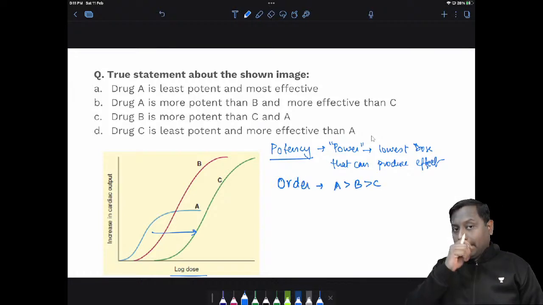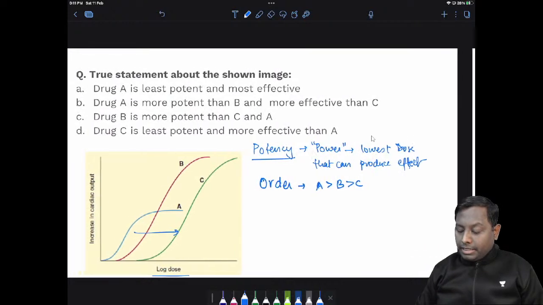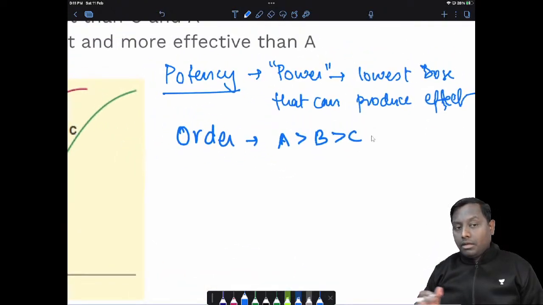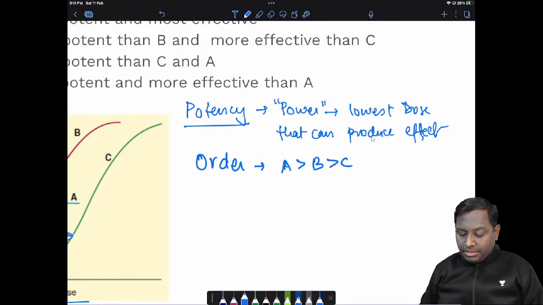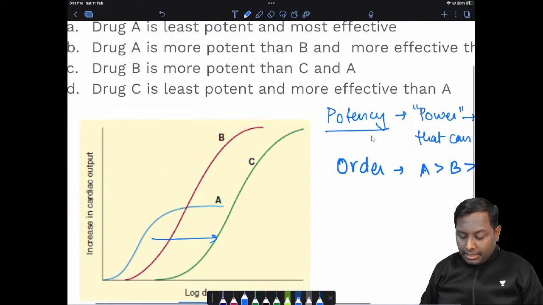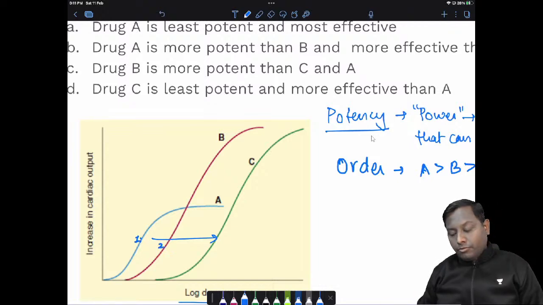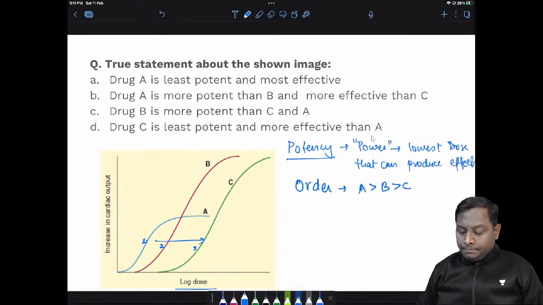We never look at the height. In potency, never look at the height. Always and always look from left to right. For example, this is the graph. The leftmost is number 1, this is number 2 and this is number 3. As you move from left to right, potency will decrease.